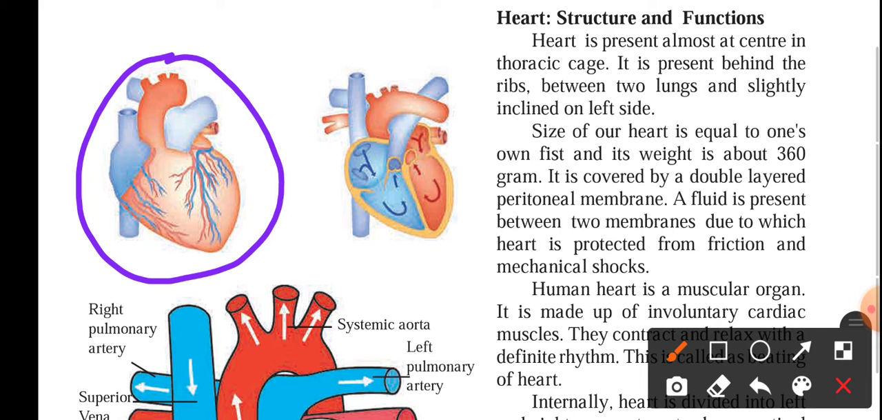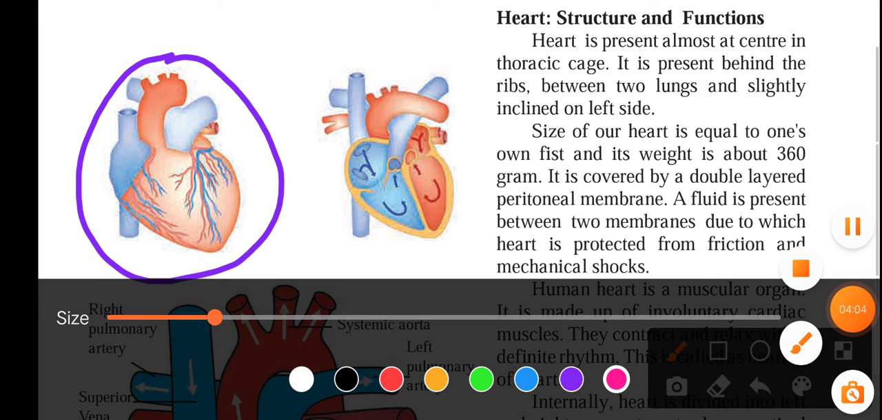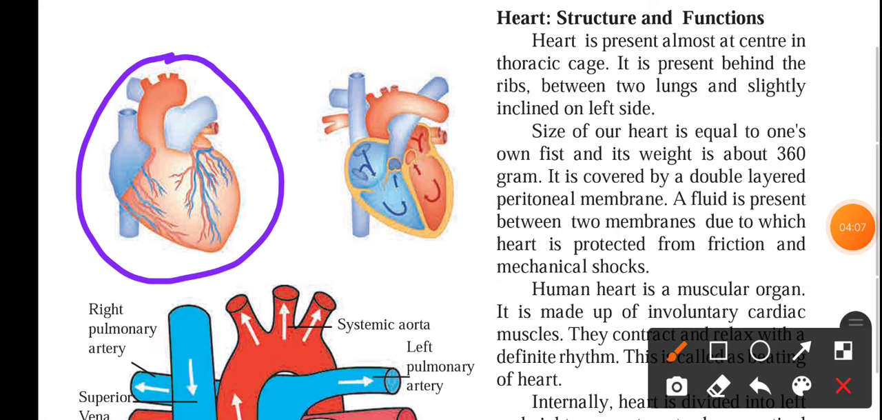Now, the heart is generally divided into two compartments, the left side and the right side. And each compartment, or each side of the heart, is further divided into two. Overall we have a total of four compartments, or four chambers, in the heart, and that's why we call the human heart four-chambered.